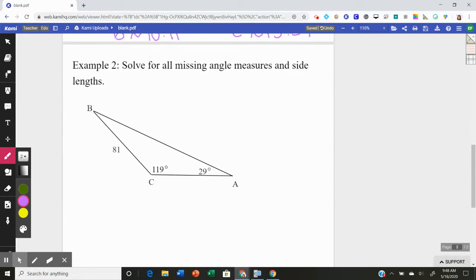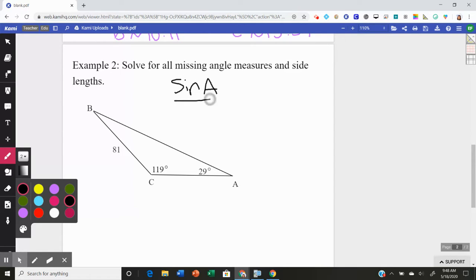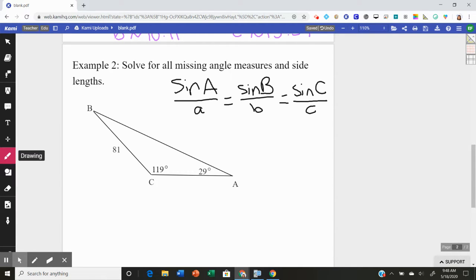Let's take a minute here. Let's look down at the second example. Again, we want to solve for all missing side lengths and angle measures. If you want to pause the video now and try this one on your own, go right ahead. Keep in mind we have our law of sines. I can write that up at the top for you if you need to reference it. So it's going to be sine of A over A equals sine of B over B, which is equal to sine of angle C over C. Like I said, if you want to pause the video, go right ahead. I'm going to head right into the problem now.